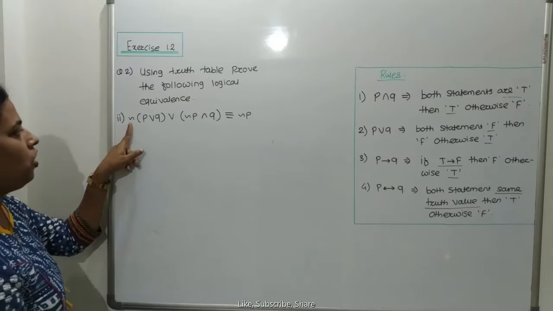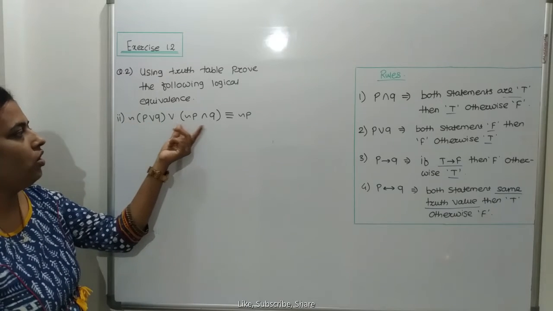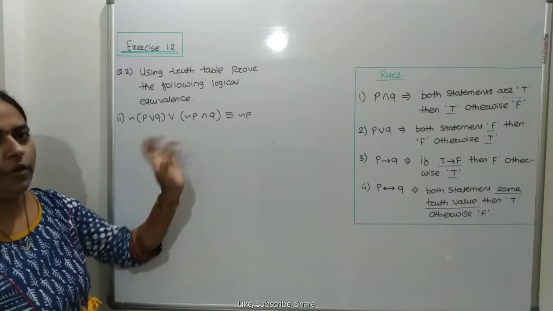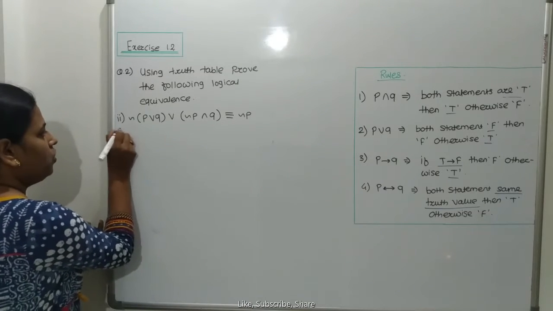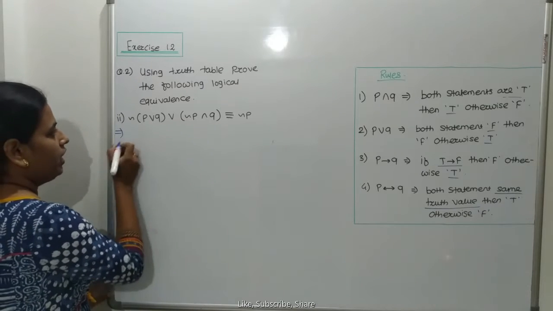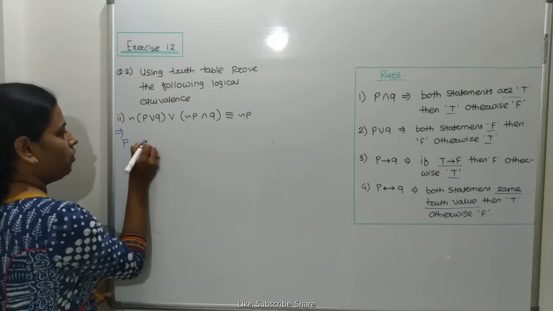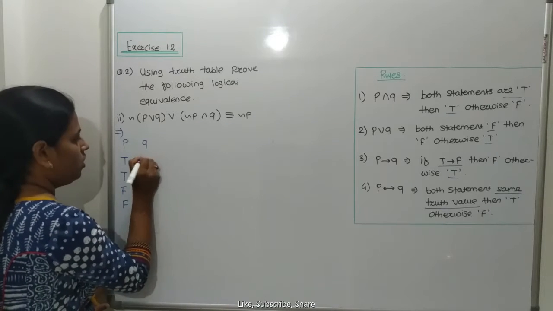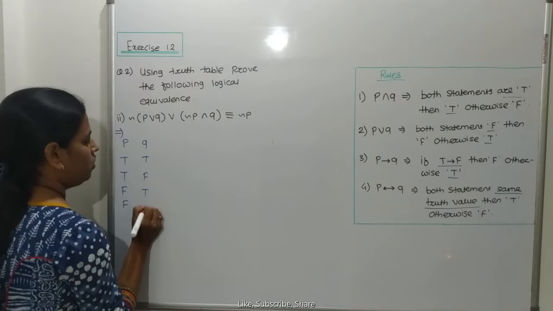Next question: not of (P or Q) is equivalent to not of P and Q. Okay. So we have to show this equivalence with the help of a truth table. How many statements are there? There are two statements, P and Q. So write down the truth values: true, true, false, false, and true, false, true, false.